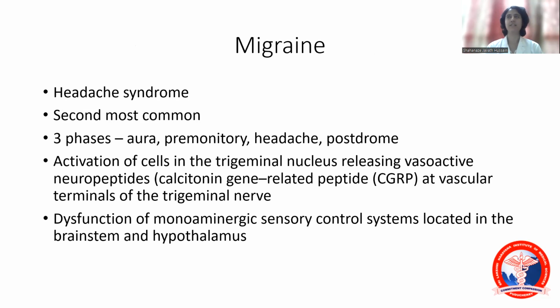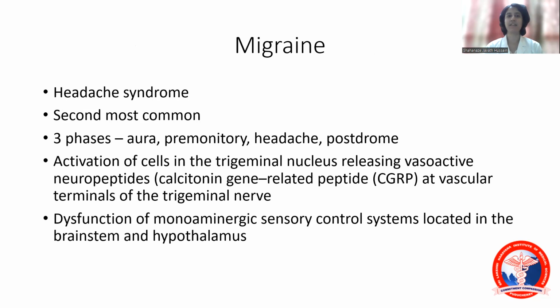So coming to migraine, migraine is a headache syndrome, as we all know. It's the second most common cause of headache worldwide. Migraine has basically four phases. The first one is the premonitory phase, followed by a phase of aura, that is followed by a phase of headache and a postdrome. We'll look a little bit at the pathophysiology.